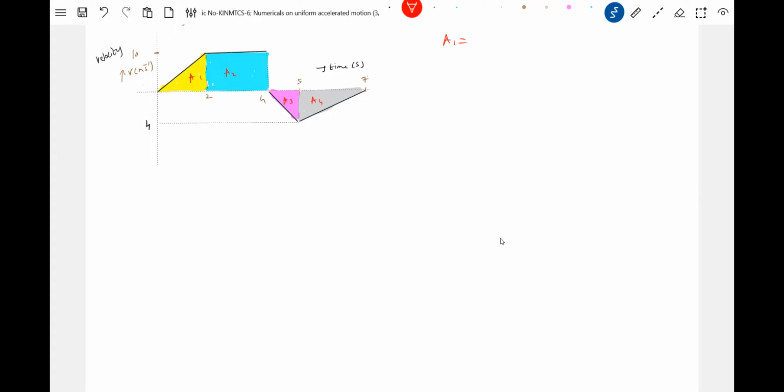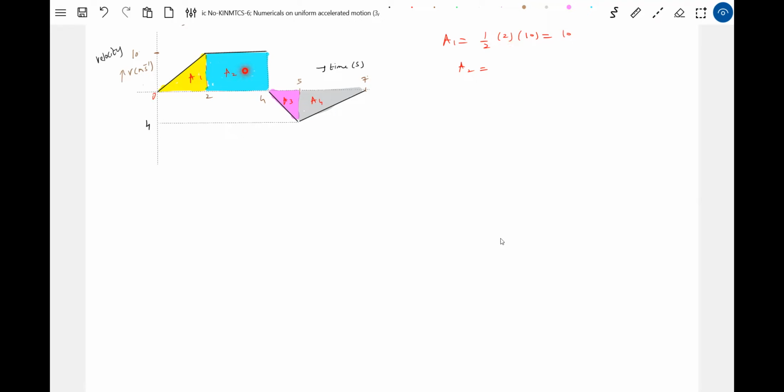What is A1? A1 should be equal to half into base 2 into height, it is 10. What about A2? Here I'm asking you to look at the area of this yellow colored triangle. There's a triangle. Base is 2. Height is how much? 10. So half into base into height.